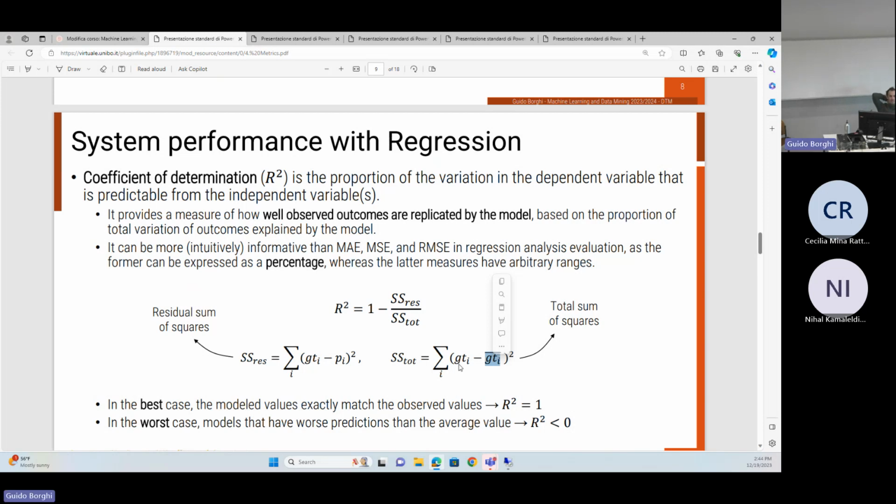Remember that this is a percentage. So in the best case, when we have a very good regressor, R squared is equal to 1, while in the worst case, we have R squared equal to 0, or even lower values than 0. In this case, we have a model that has a worse prediction than the average value. We have a negative output.